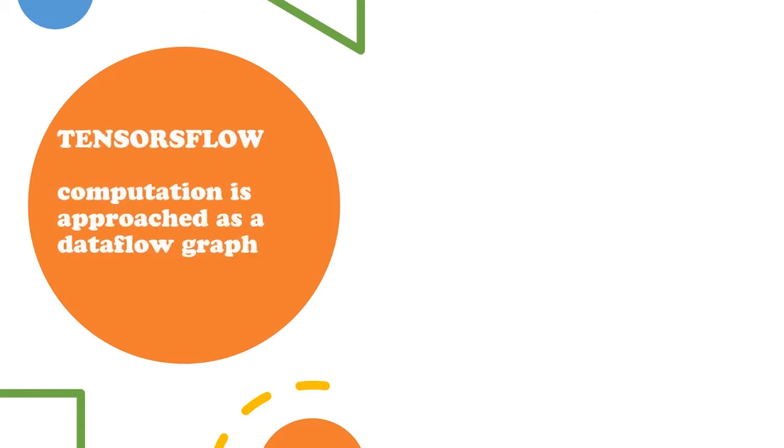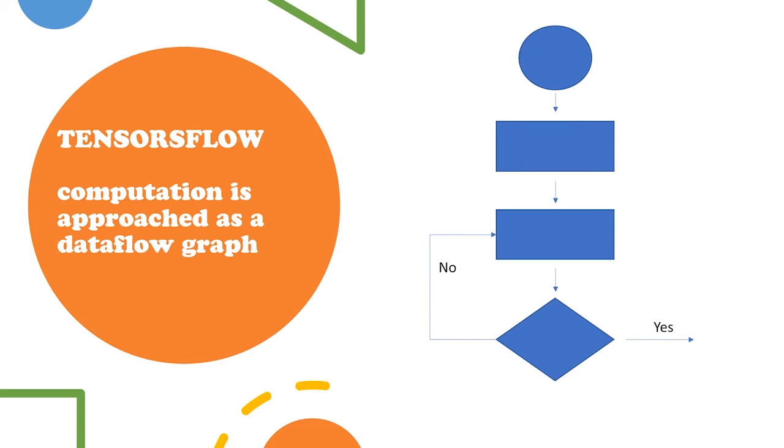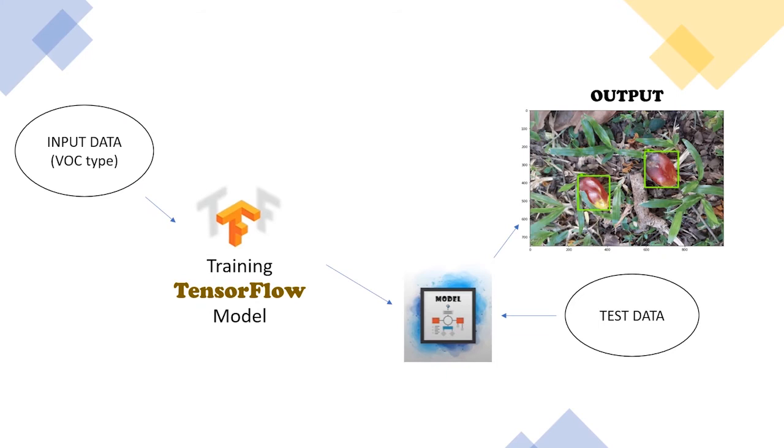The word TensorFlow is actually a computation approached as a data flow graph, where the set of data will be used in a process of blocks where the data will be detected. Either the output will come out or it will loop to check whether it is matched or not. The input data will be saved in a VOC type and later used in the training model in TensorFlow. After the TensorFlow model of the training data is created, when we want to test new data, it will be classified into the specified model, and if the data matches the input data, the output will appear with a detection box.